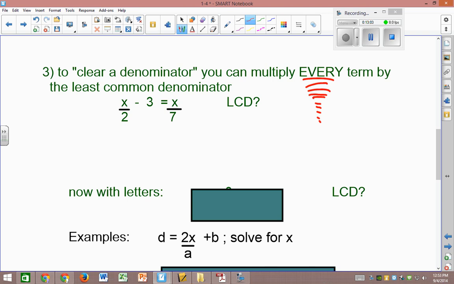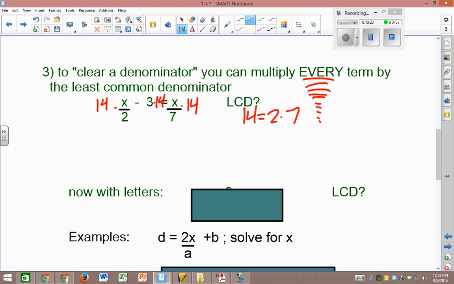We learned this a long time ago, like elementary school or something. I think 2 and 7, so it's 14. Yeah. So what did you actually do though to get that? Multiply 2 times 7. Okay, so to get rid of fractions altogether, you could take every term and multiply it by 14. Even the 3? Even the 3, and that's really important. Every term. Okay, and you keep going.